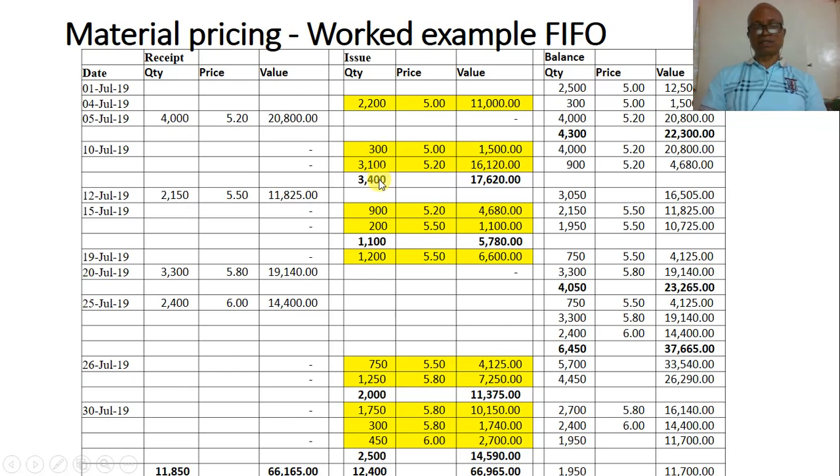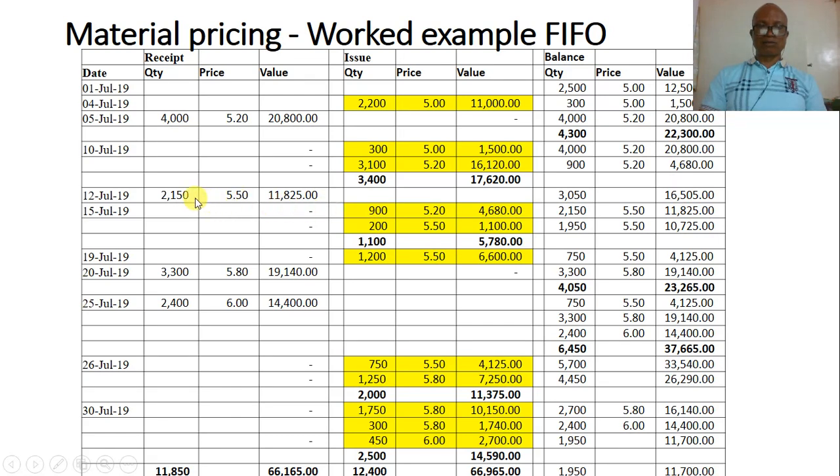Then the balance of the 3,004 is 3,001... that one now comes at what price? At 5 naira 20 kobo, which was the latest before that day. So you have this there, and then the balance is now 900 at 5 naira 20 kobo, and this is what we have.